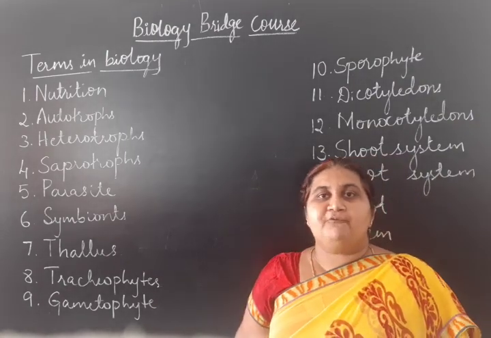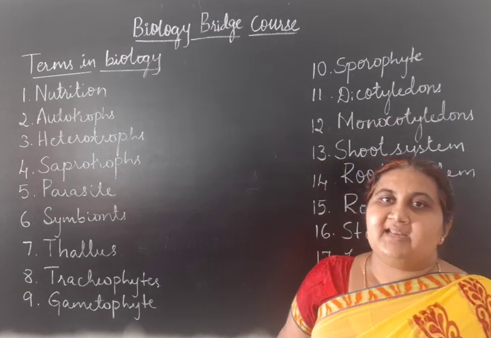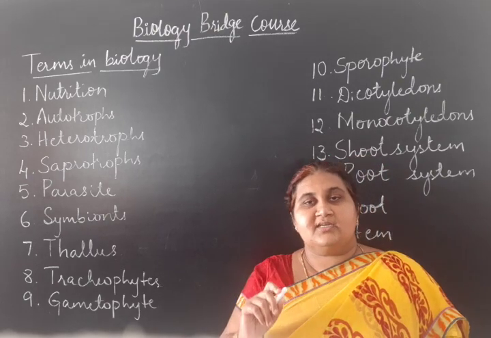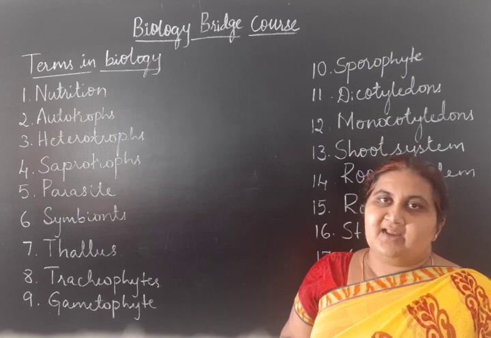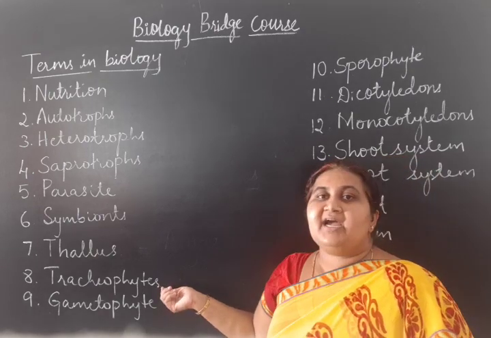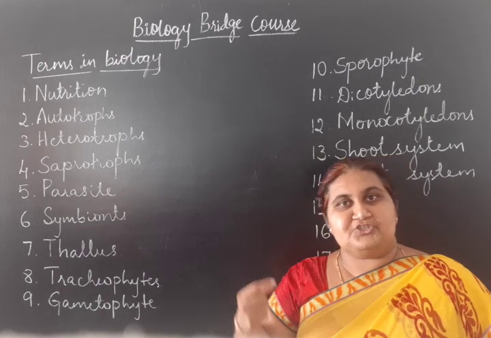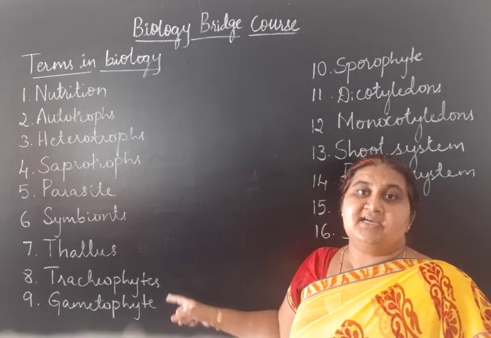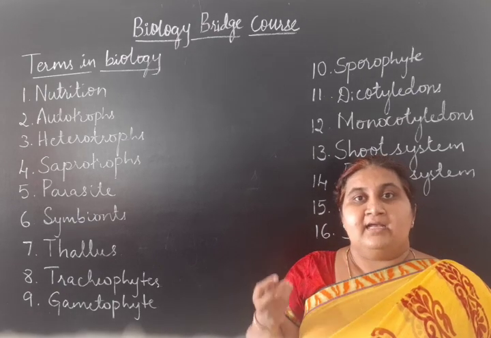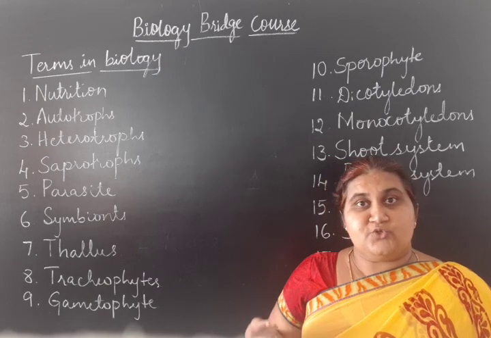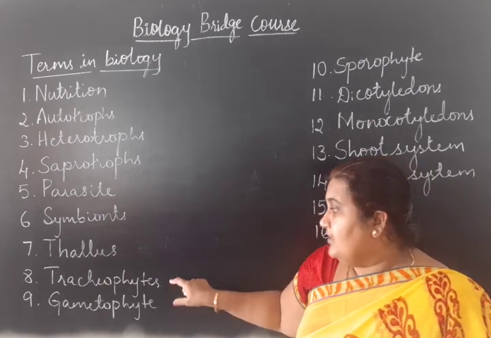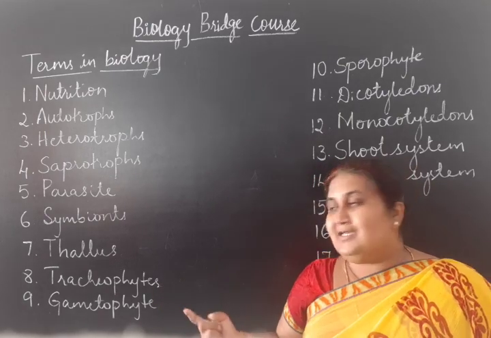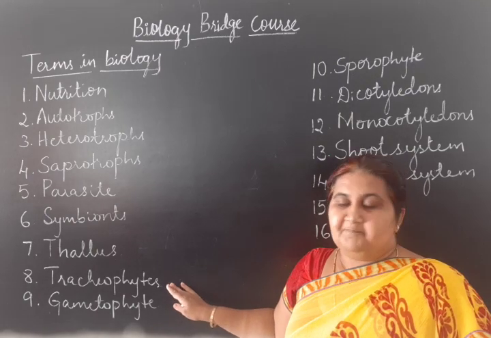Tracheophytes: the group of plants which possess vascular tissues are called tracheophytes. Water conducting tissue, xylem as well as phloem. Pteridophytes, Gymnospermae, Angiospermae, they are considered as tracheophytes. So they have water conducting tissue, xylem as well as phloem.